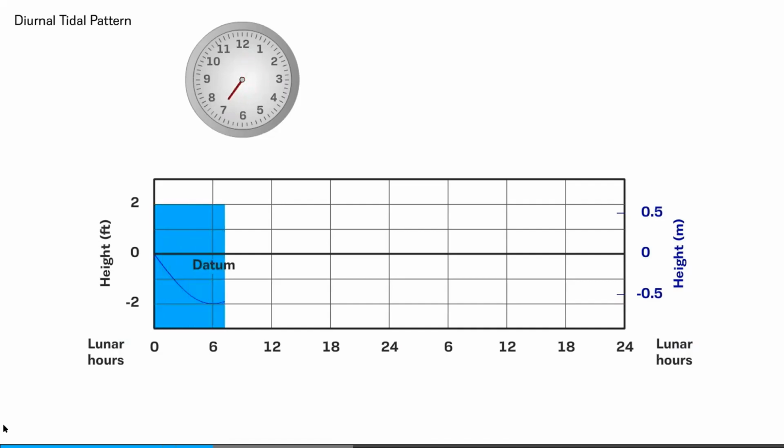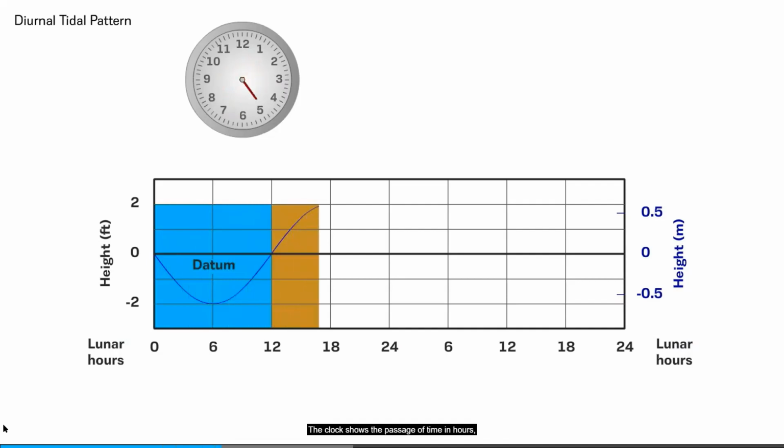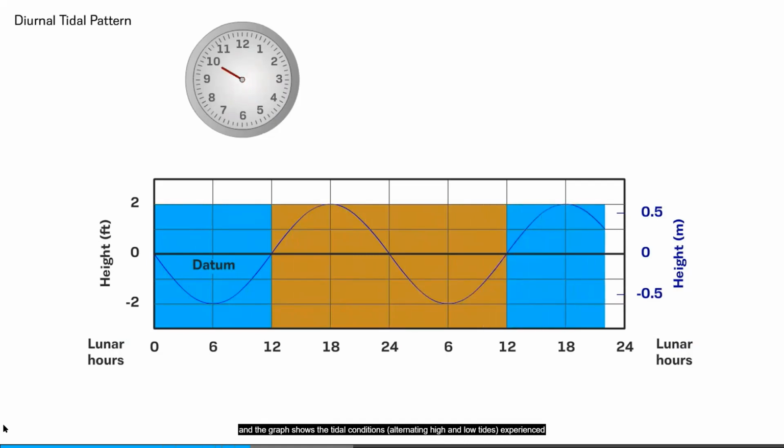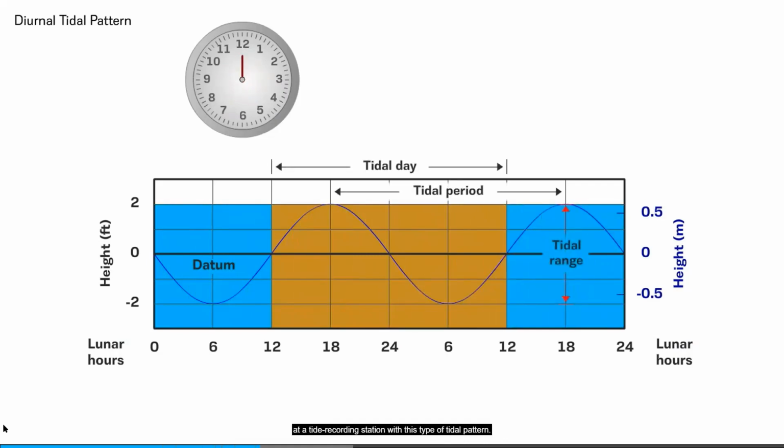The clock shows the passage of time in hours, and the graph shows the tidal conditions, alternating high and low tides, experienced at a tide recording station with this type of tidal pattern. In a diurnal tidal pattern, there is 1 high tide and 1 low tide daily. Note that the term diurnal means daily.